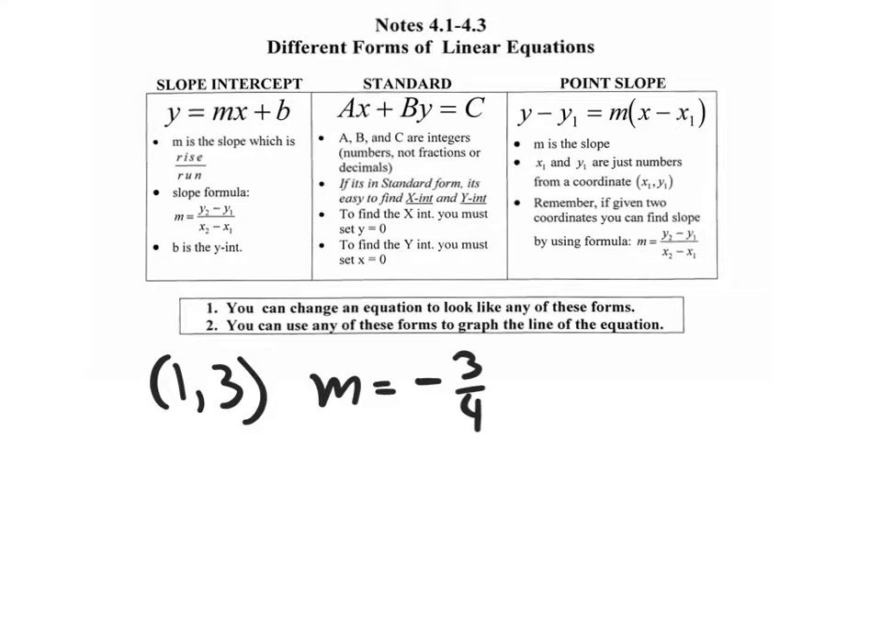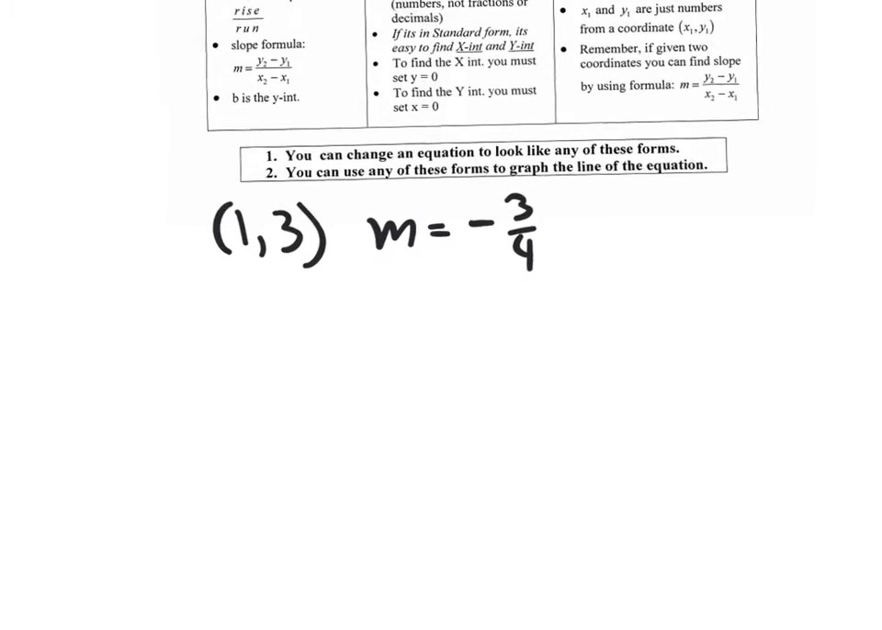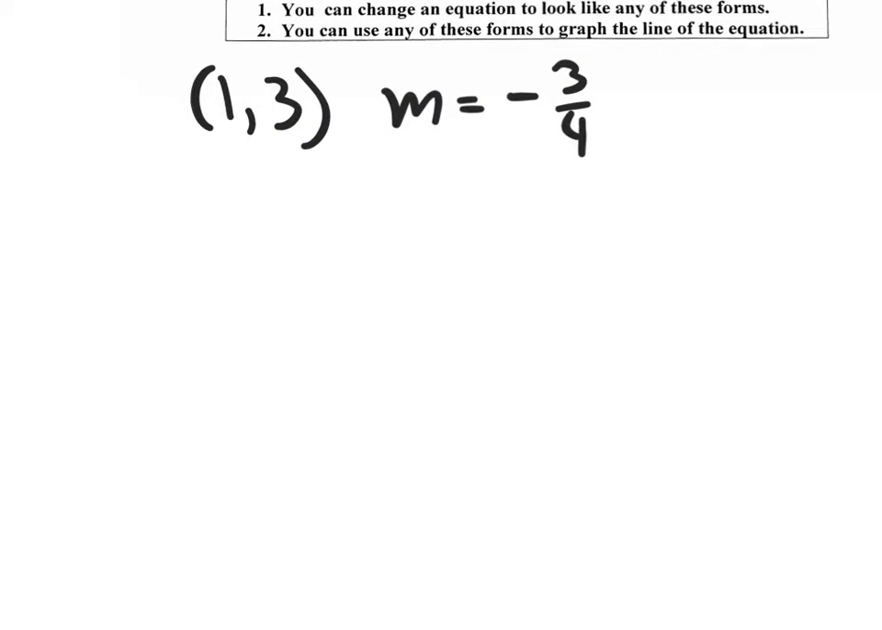If you're saying slope-intercept, then I should be giving you the slope and a y-intercept. Do I give you a slope and a y-intercept? No. What do I give you? A point and a slope. So what form is the best to use? Point-slope. Okay? So let's write down point-slope.